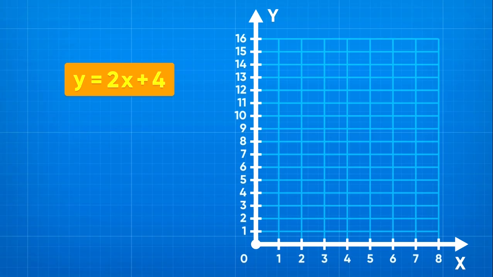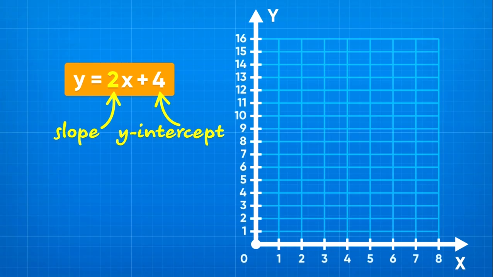In our equation, y equals 2x plus 4, there are two important numbers. The 4 tells us where the line crosses the y-axis. It's called the y-intercept. And the 2 tells us how steep the line is. It's called the slope. Since in this equation, the y-intercept is 4, that means we can put a point at 4 on the y-axis.